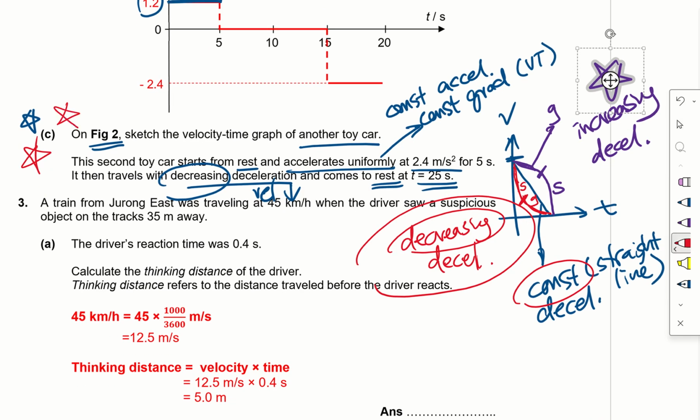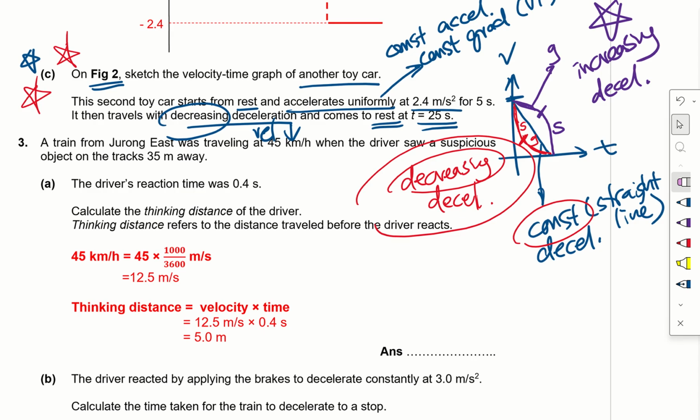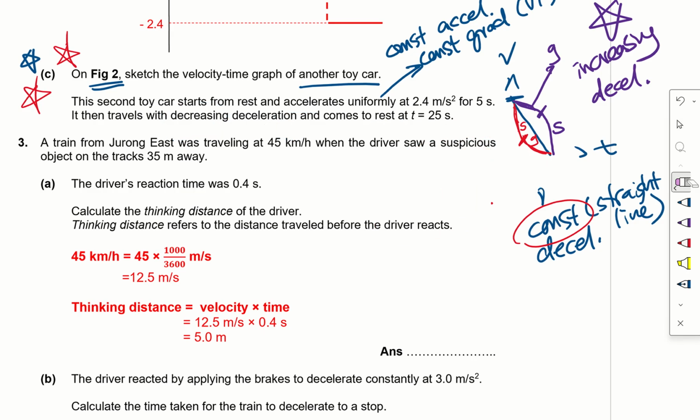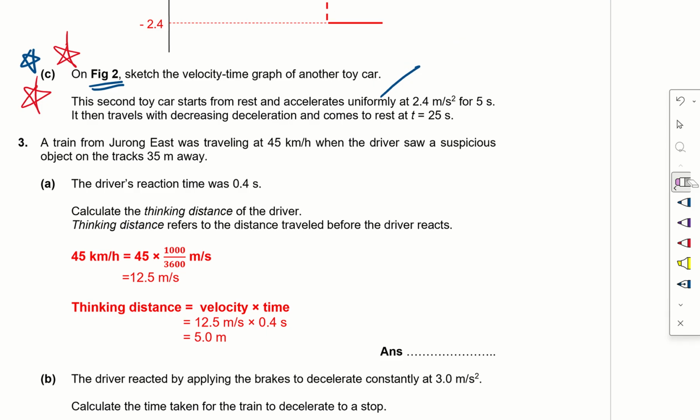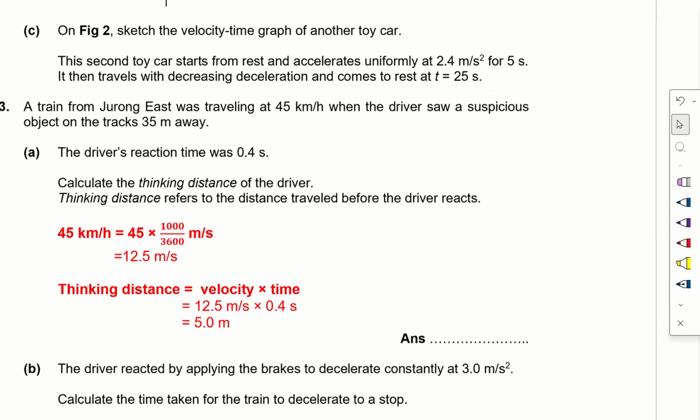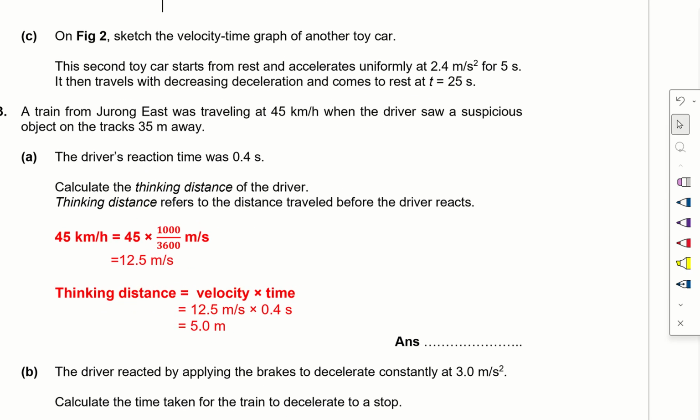Okay. Now question 3. A train from Jurong East was traveling at 45 km per hour when the driver saw a suspicious object on the tracks 35 meters away. The driver's reaction time was 0.4. What is reaction time? That means he will need 0.4 seconds to realize what that object is. So they want us to calculate the thinking distance. Thinking distance refers to the distance traveled before the driver reacts.